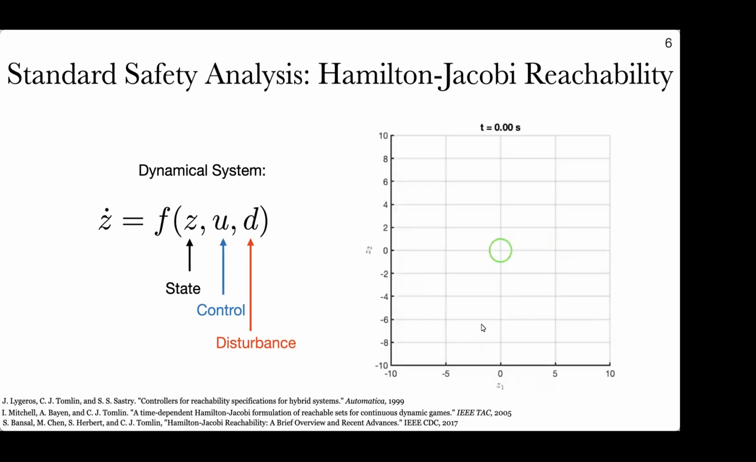Let's say, in this case, I have two position spaces, X and Y, and I have some goal in that space. This could also be an unsafe region, but for now, let's just call it a goal. I want to be able to characterize the set from which I know I'm guaranteed to be able to reach this goal within some time horizon.